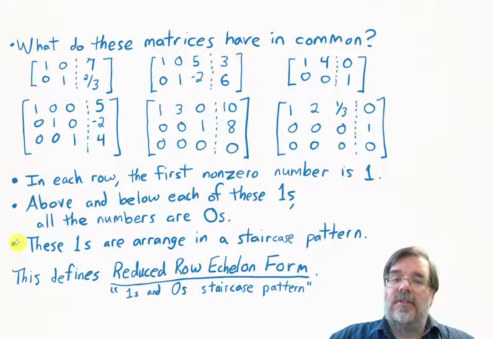Finally, these ones occur in a staircase-like pattern, right? So they kind of go across and down. Sometimes you might go across multiple columns before you go down a row, but you have that echelon or stair-like pattern. And these conditions define reduced row echelon form. If I could have named this, I would have called this the ones and zeros staircase pattern, but some mathematician decided to call it this, so everyone refers to it as reduced row echelon form.